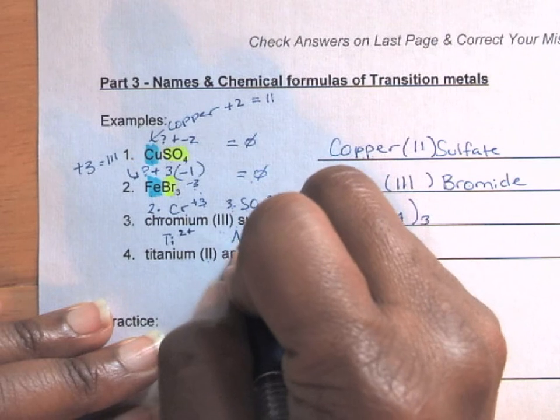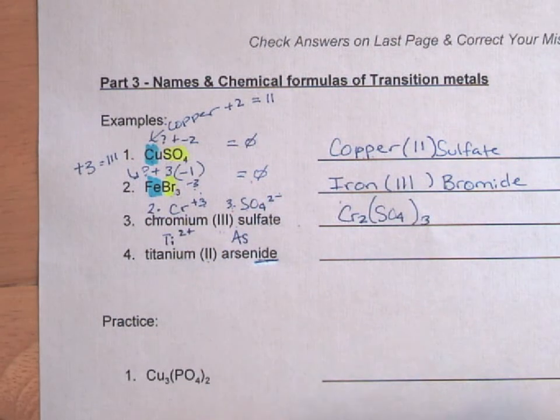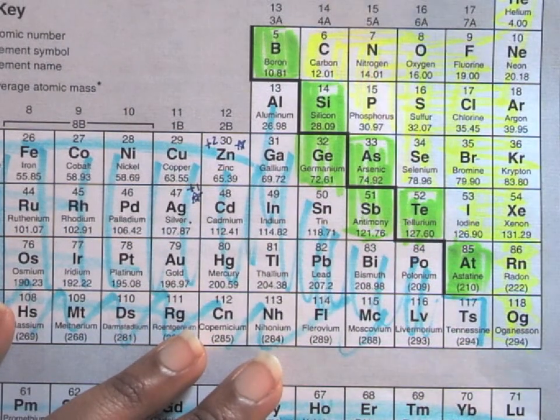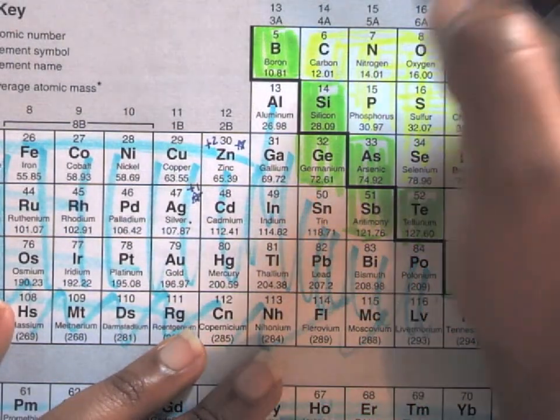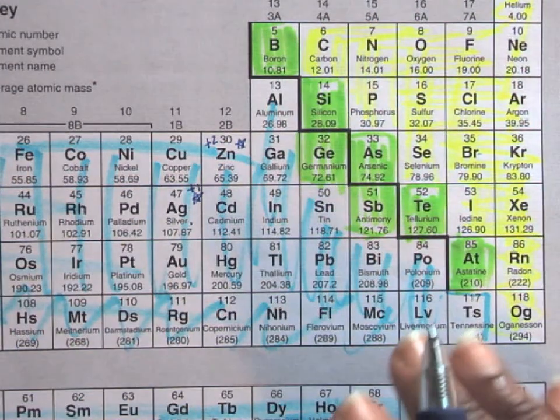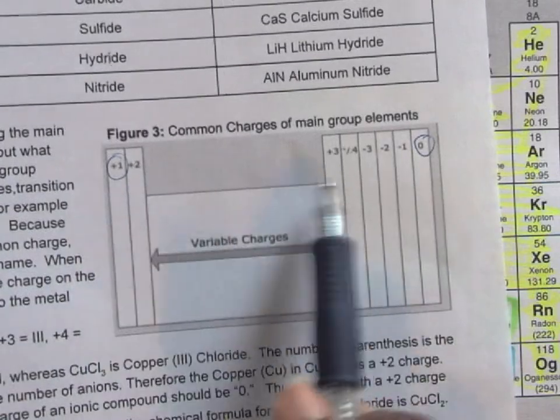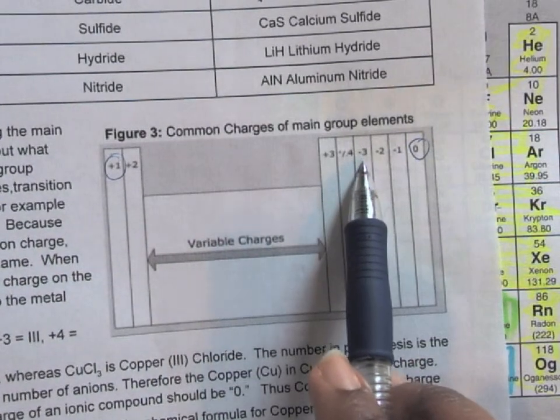So the symbol here is As. And now I need the charge. Let's figure that part out. Well, we're in the periodic table, so we can use the periodic table to figure that out. It's in group 15, which has a -3 charge. And if you don't remember that, you want to use this pattern to help you. So here it's in group 15. It has a -3 charge.